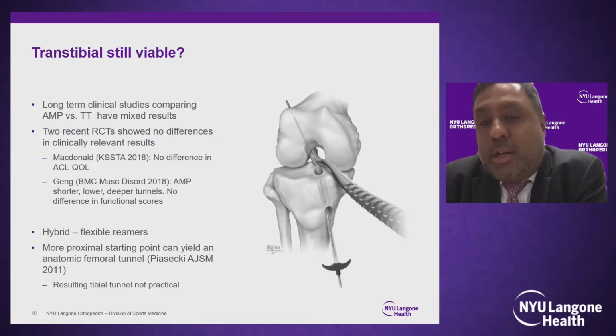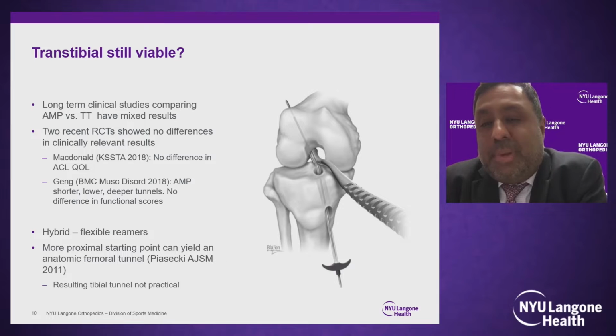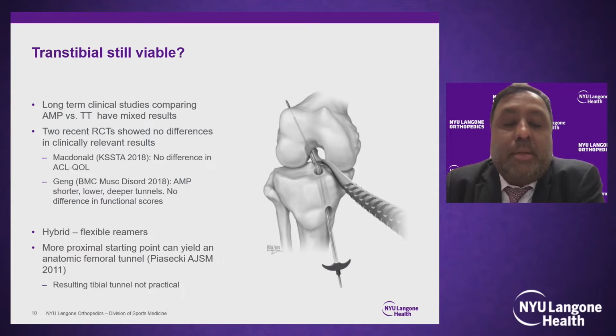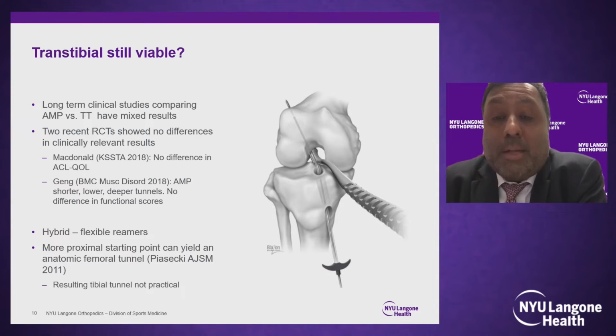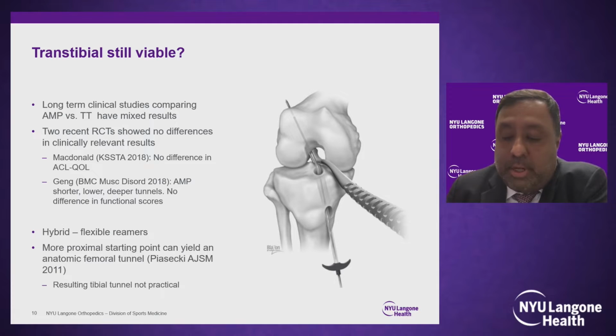And the transtibial technique can also be modified. You can utilize flexible reamers, which can create a more anatomic femoral tunnel while still drilling the tibial tunnel first. And additional modifications can be made to the tibial tunnel to allow for a more anatomic placement. But you have to be careful, because placing this tibial tunnel too far medially or proximally can lead to a short tibial tunnel and graft mismatch and a non-practical tunnel to utilize for ACL reconstruction.